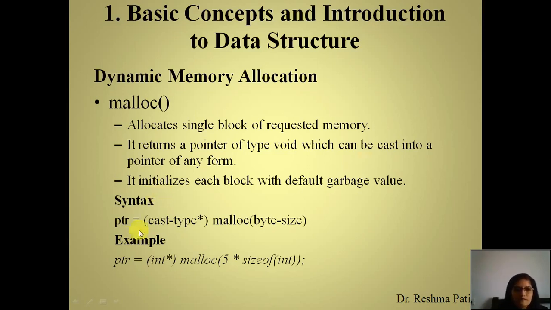Syntax: ptr equals cast type, then malloc. Here we have to write the data type because malloc returns the void type of value, so we have to convert that into any type. Whichever type of pointer it is, whether integer, float, character, that type we have to write here to convert. Then the function name malloc takes only one parameter, the byte size. We will see this example in the next slide also.